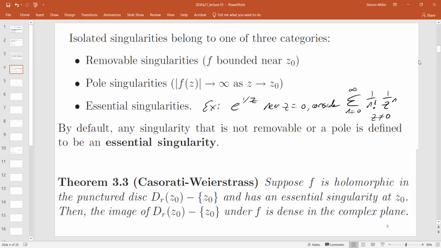And what you see is that the behavior is incredibly shocking near an essential singularity. The image is dense in the complex plane. We're not going to talk too much about this. If people are looking for a project to do for this class to push yourself a little bit, the Picard theorem is a great thing to do.